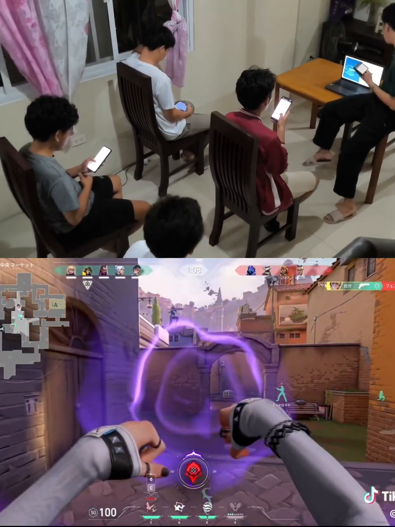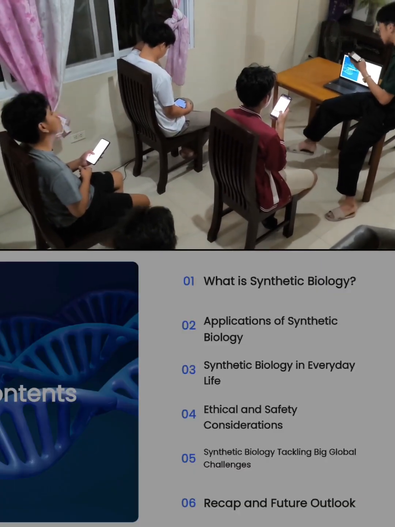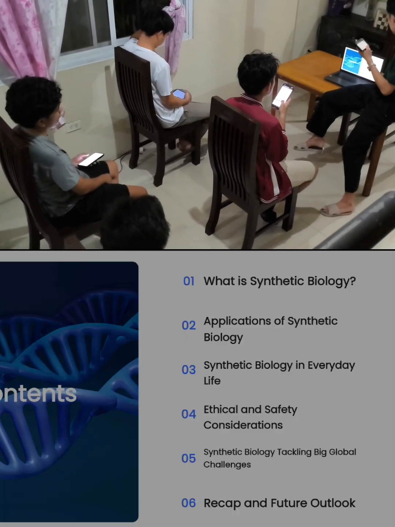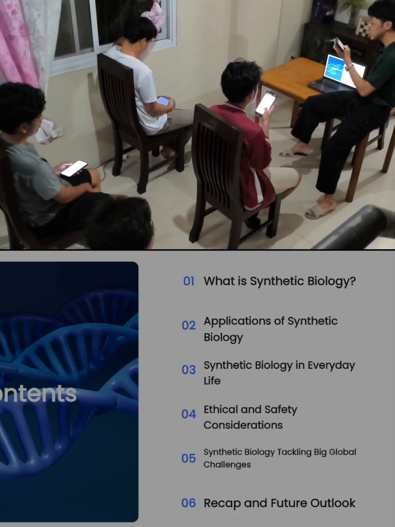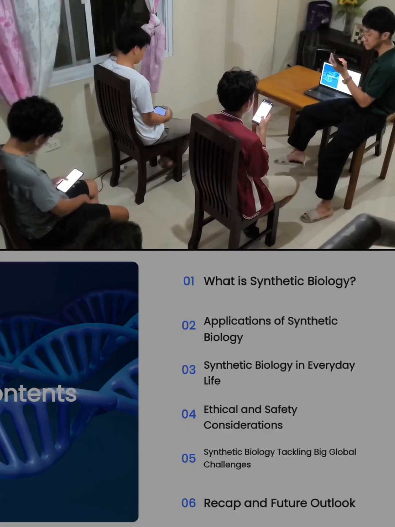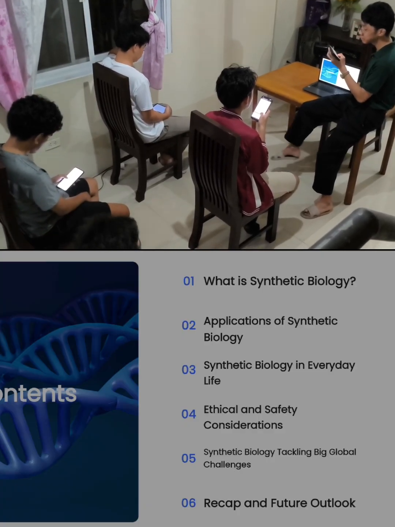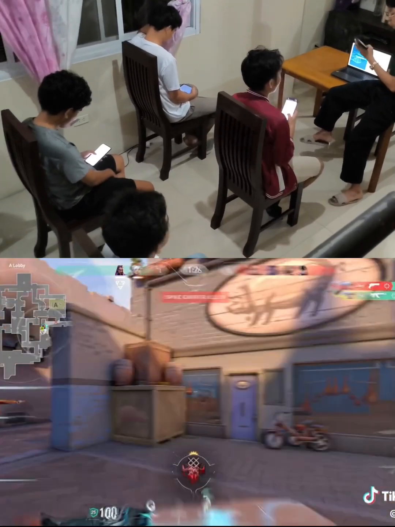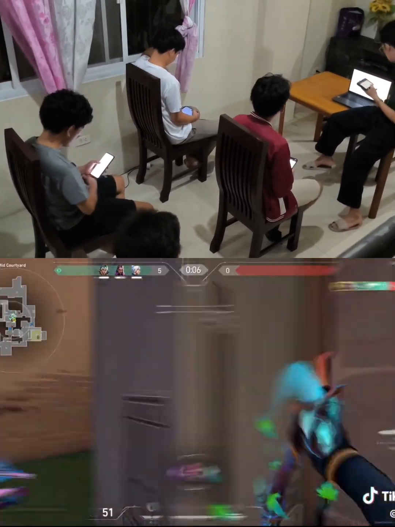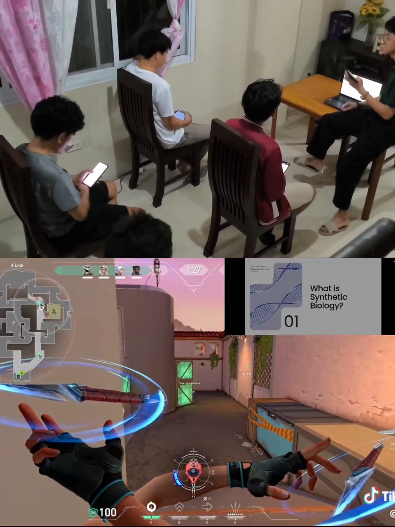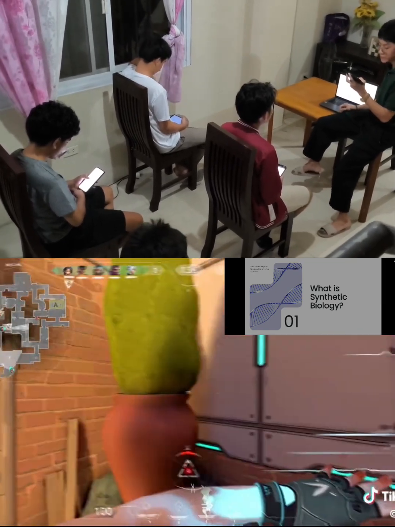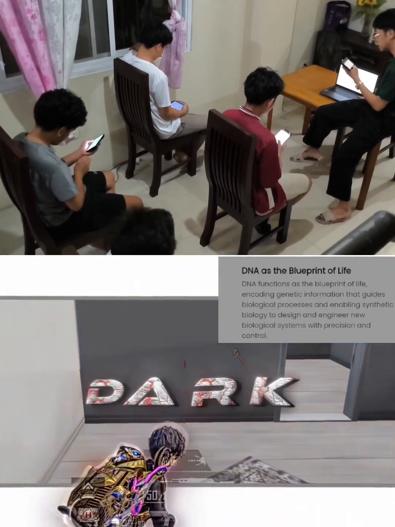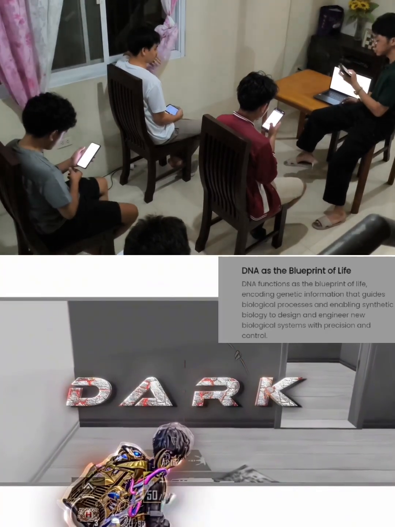We'll cover the following. Number one, what synthetic biology is, its applications, everyday impacts, ethics and safety, big global challenges, and recap and future outlook. I'll call on each of you as we move through these sections. So, what is synthetic biology? We'll start with definitions and analogies to make the idea of the trip. Libuel, please read the first bullet.